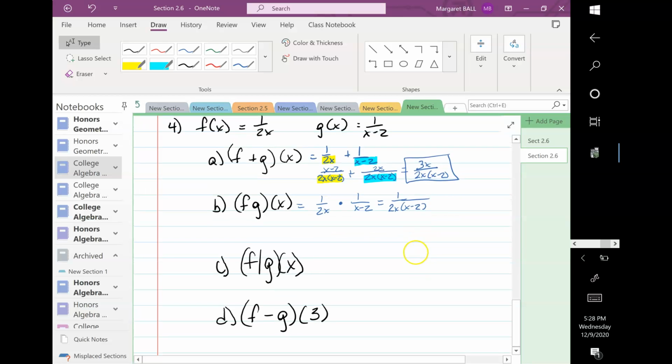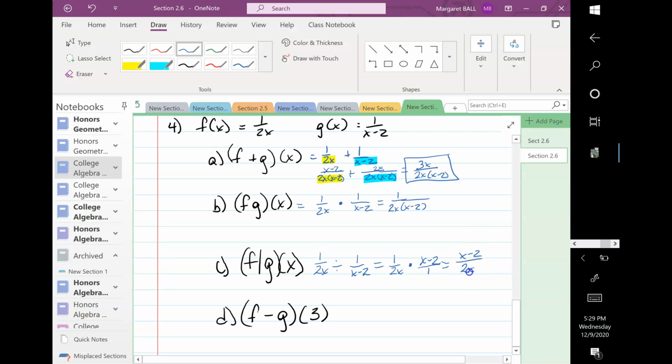Okay, when you're dividing fractions, you have 1 over 2x, let me rewrite that. 1 over 2x divided by 1 over x minus 2. You change the division to multiplication, and you flip the one that's on the right side. And then you multiply straight across. Don't cross multiply. Multiply your numerators and multiply your denominators.